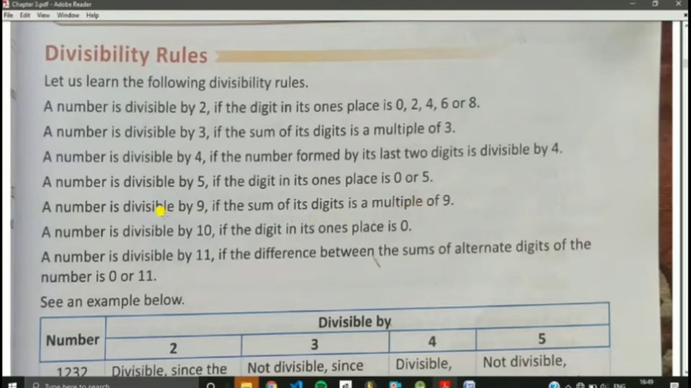So this way divisibility of 9 will be helping us. Next comes a number divisible by 10.